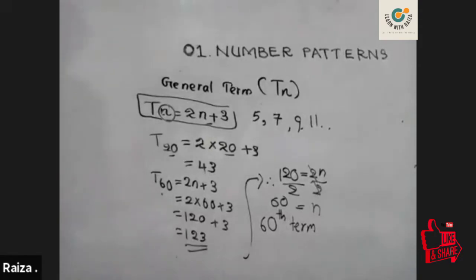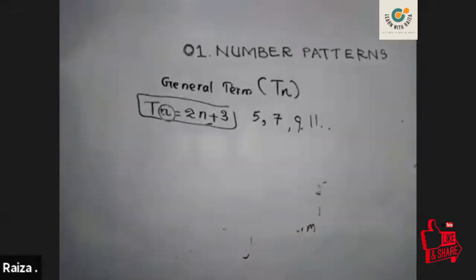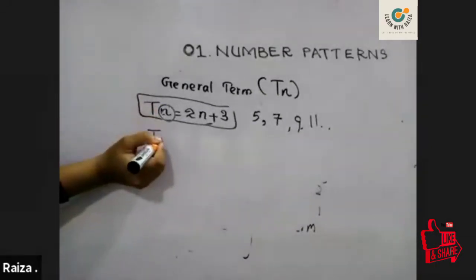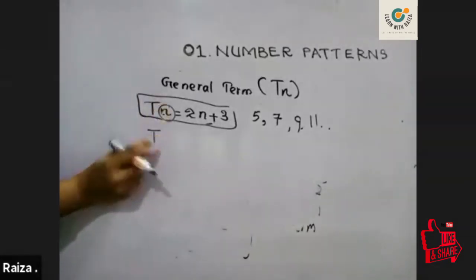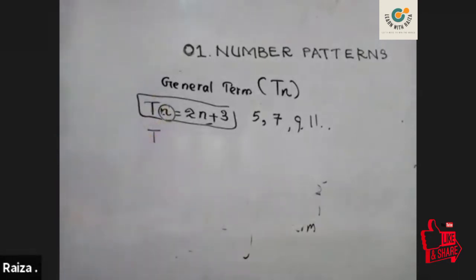Similarly, sometimes they ask for algebraic terms. Which term? They're asking you to find the n plus 1th term. The n plus 1th term means instead of n, the first term means we put 1, the second term we put 2, the third term we put 3, the 20th term we put 20.